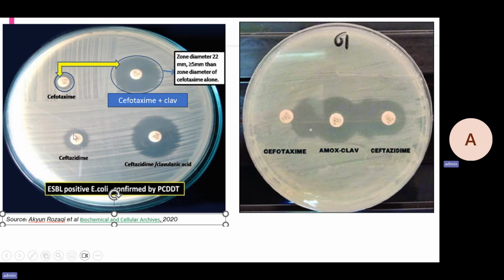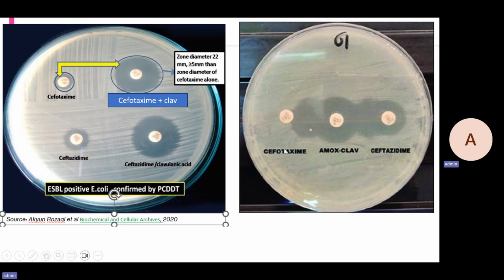Here, ceftazidime, small zone, and a big zone around ceftazidime clavulanic acid. So there is clavulanic acid synergy here. That means it is likely to be an ESBL. Here, this is another one.